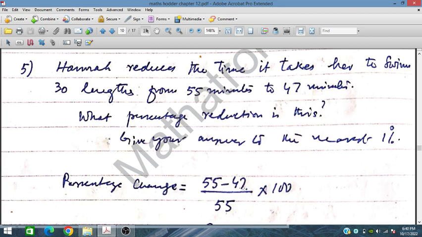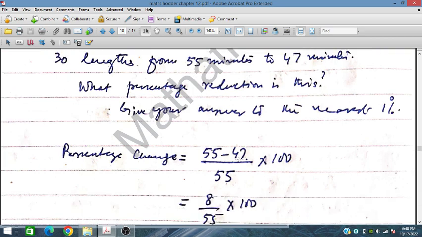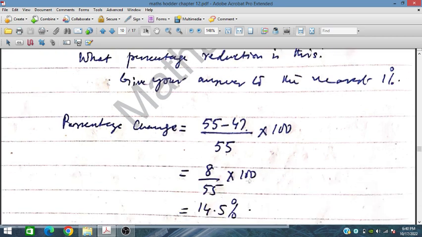So 55 minus 47 minutes, divided by the original time, which was 55 minutes. So the percentage change is 8 divided by 55 times 100, which is equal to 14.5%. So she was taking 85.5% of the previous time. So that is the 14.5% reduction in the original time.